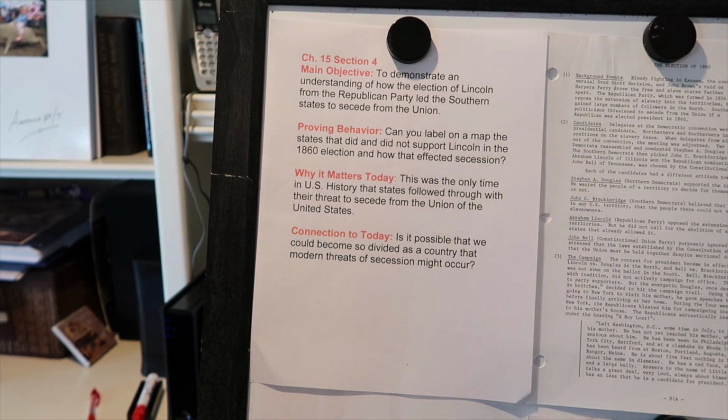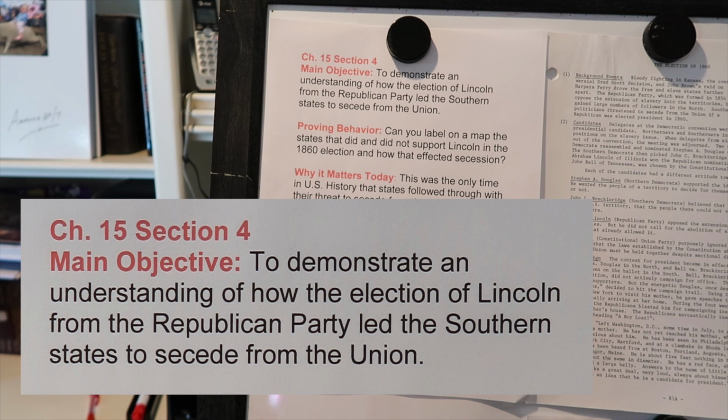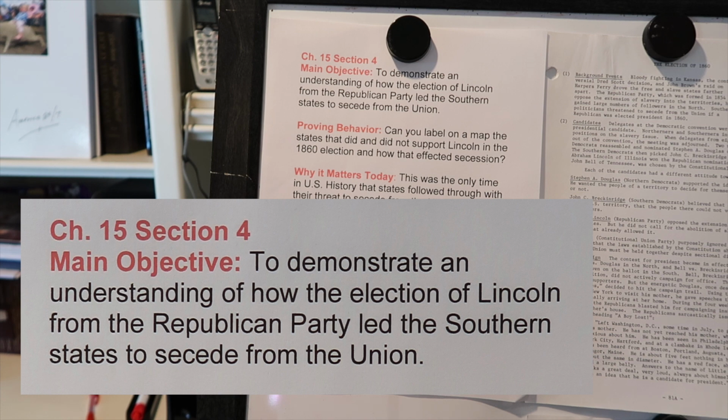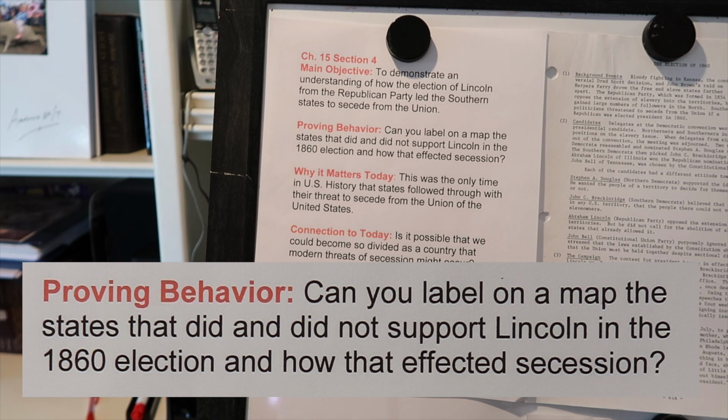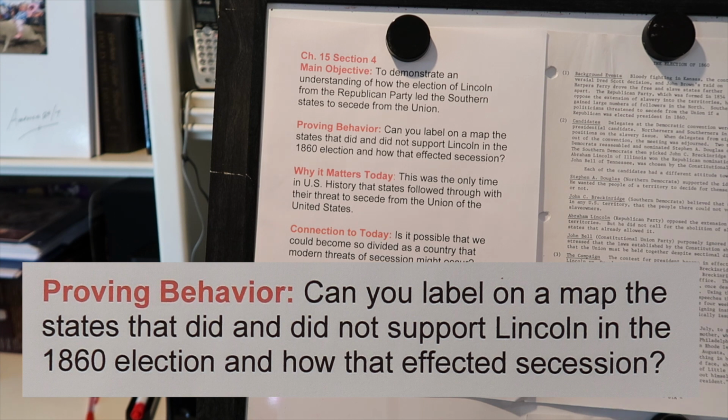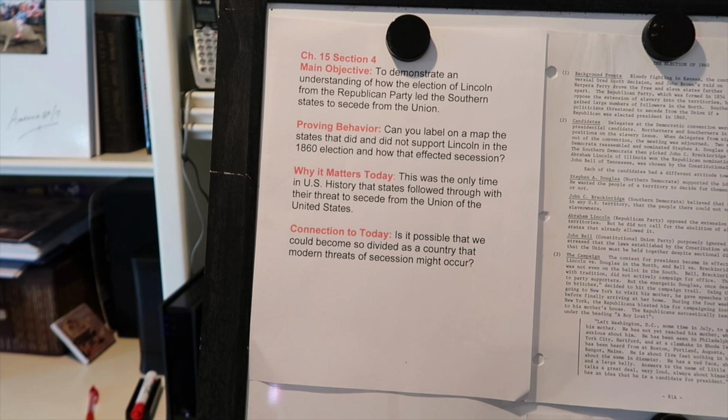So here are the objectives and the proving behavior. Our objective is to demonstrate an understanding of how the election of Lincoln from the Republican Party led the Southern states to secede from the Union. And the proving behavior is that I'm going to ask you to label on a map all the states that did and did not support Lincoln in the 1860 election and how that affected secession. There are a lot of questions I'm going to have you answer, but the proving behavior is to do another electoral map.